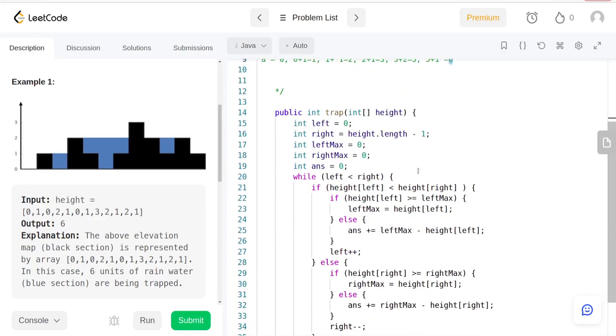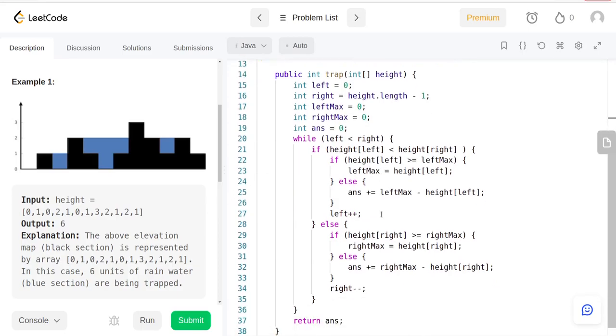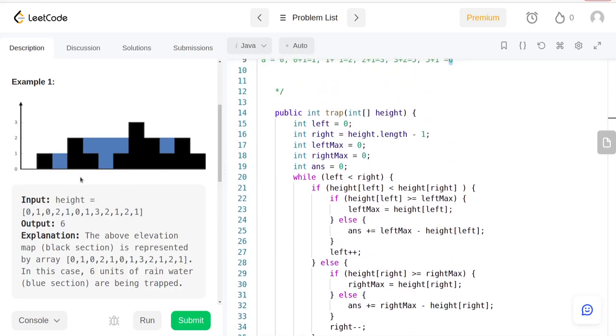And in terms of the complexity, we're not using any extra space, and we are just going through one iteration. It's gonna be linear, O of n, for the time complexity, n being the total number of heights.